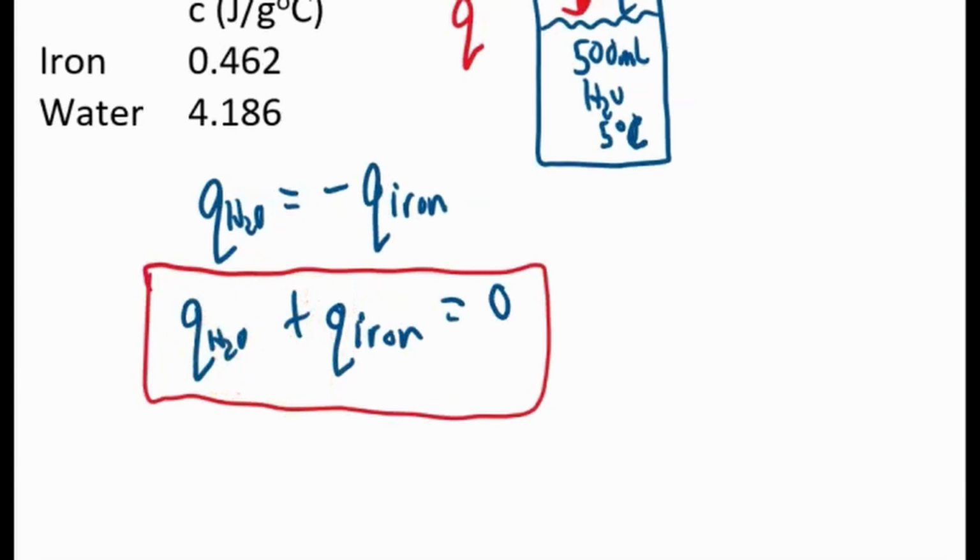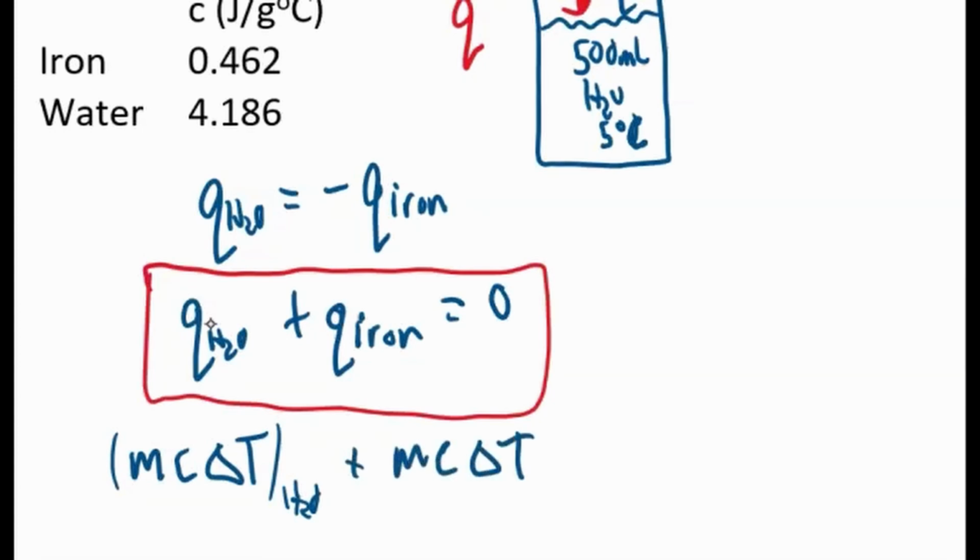Okay, so now we know from the warm-up questions what the Q's are. So the Q's are mc delta T. This is going to be for the water. And we have an mc delta T for the iron. And all of that has to be 0.